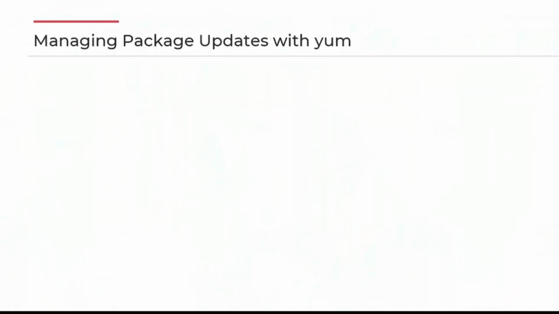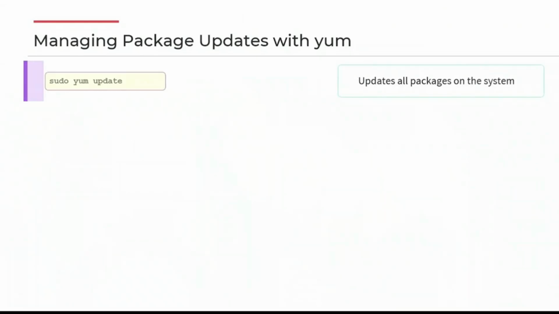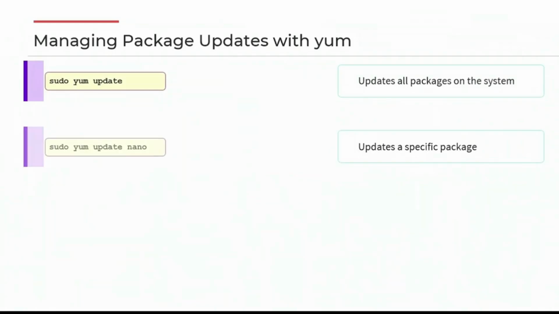Now, let's examine how updates work with Yum. Keeping packages up to date is super important, especially on servers. Outdated software can have bugs or security issues. With Yum, you can update all packages at once or just a specific one. To update everything, use the command sudo yum update. Whereas, to update a specific package, let's say just nano, use the command sudo yum update nano. It will show you what it plans to change and ask for confirmation before making any changes.